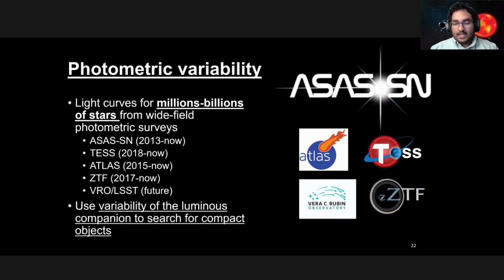The idea is to use the datasets from all these surveys to study the variability of candidate compact object binaries that we identified from the spectroscopic datasets. In fact, we can actually do more. We can independently identify good candidates from just the photometric variability and then follow them up with spectroscopic observations. So it's kind of the reverse process.